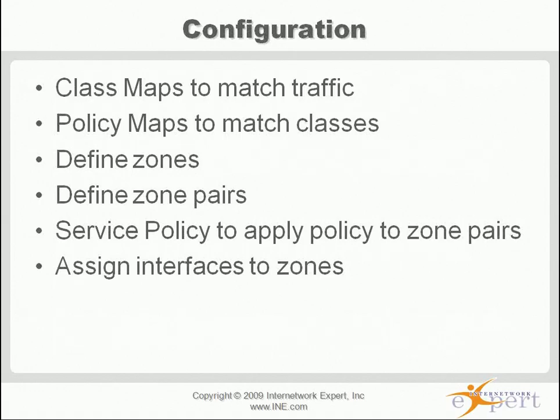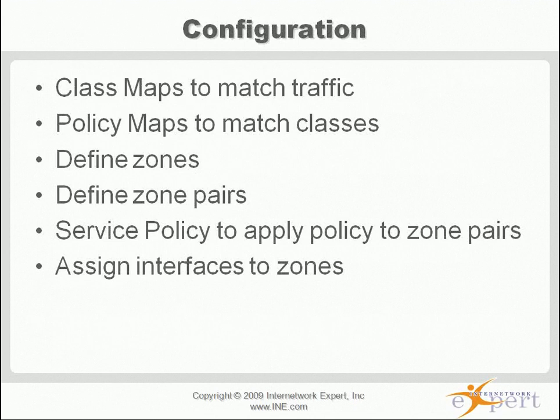So general configuration steps. Some of this is similar to other things we've looked at, similar to the MQC type policies. Class maps, policy maps, and service policy. The difference being where those are set up and where those are assigned. So we have class maps matching our traffic, policy maps matching the classes and setting up an action for those. We have zones defined, zone pairs, and service policy applying the policy to the zone pairs, as well as having the interfaces assigned to the zones.